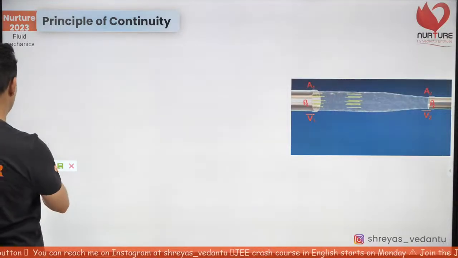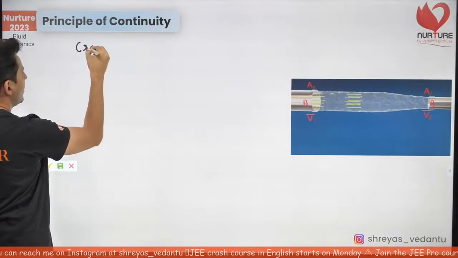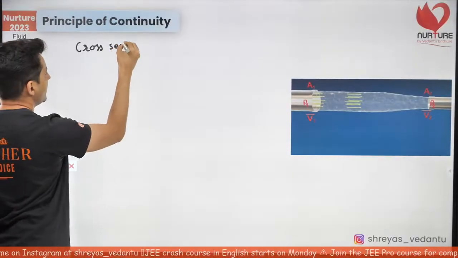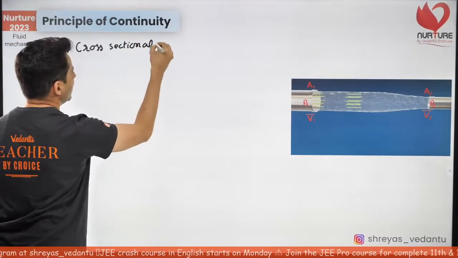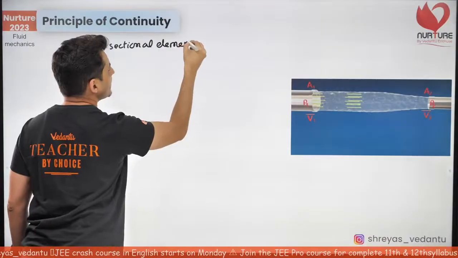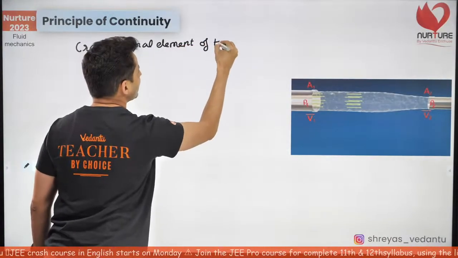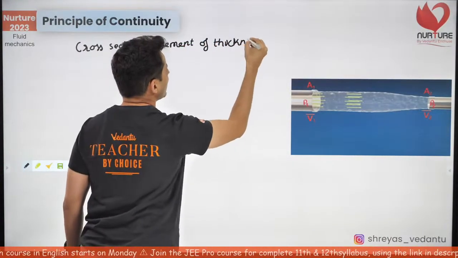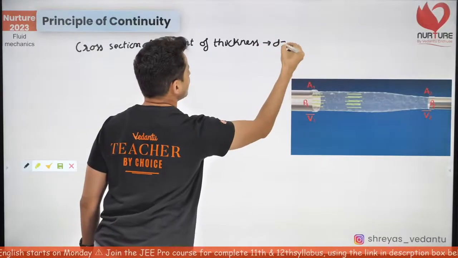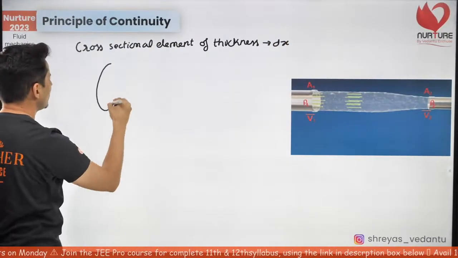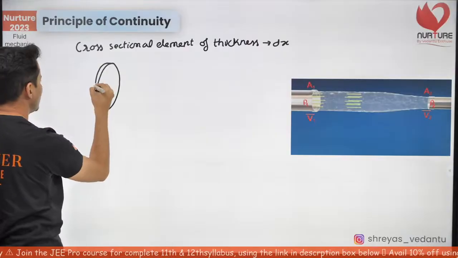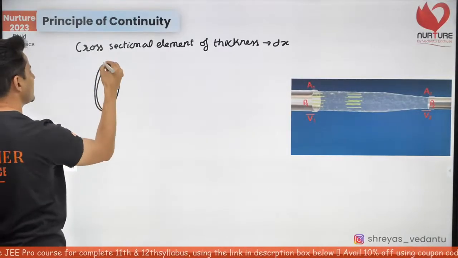Imagine you take a cross section. You take a cross-sectional element of thickness dx. So how does it look like? It looks something like this. This is your thickness. I hope you can see that.